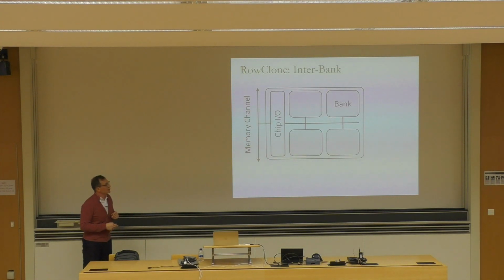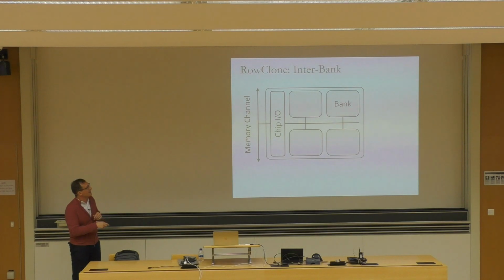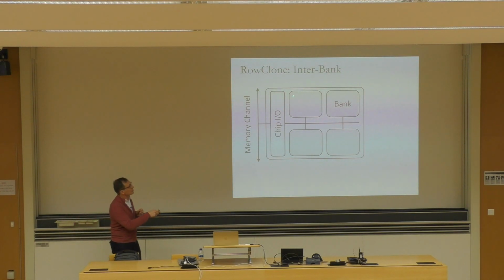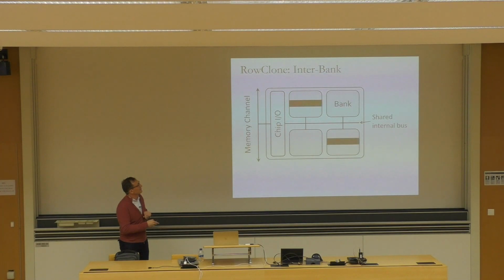So there's another proposal in the paper that talks about interbank copy, where if the source data and the destination data are in two different banks, how do you do the copying? And it again uses a lot of the structures that are already present in DRAM. So basically it uses the shared internal bus that connects the banks. Let's assume that you want to copy these 3 bytes, let's say, or 3 64 bits, assuming that the shared internal data bus is 64 bits, 3 8 bytes, let's say 24 bytes, from this row in this bank to this row in this bank.